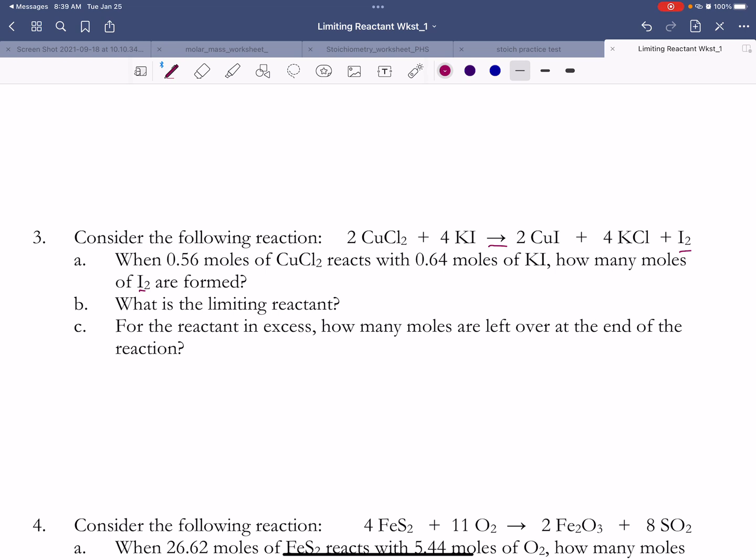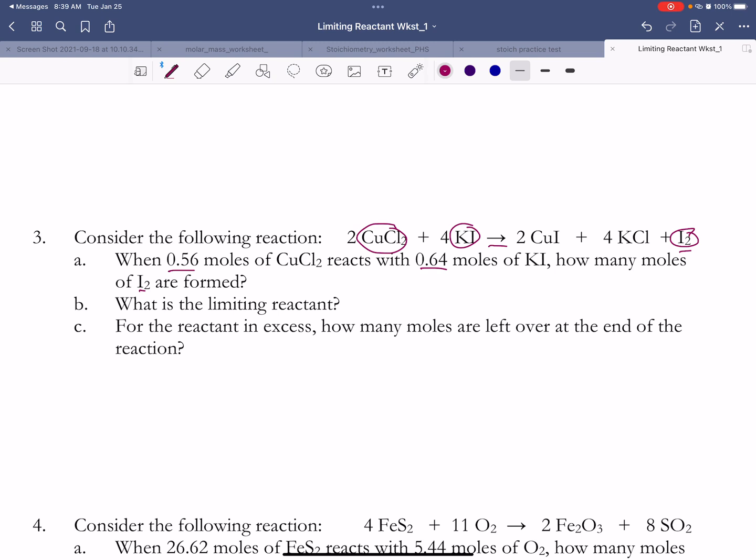So here we've got to think about, we have these two ingredients, and we have certain amounts of each of those things. Now, one of those amounts is going to run out first, right? Whichever one runs out first, we would call that the limiting reactant. So the limiting reactant is going to determine how much of this iodine we can produce, right? And then you'll have some leftover of the other one.